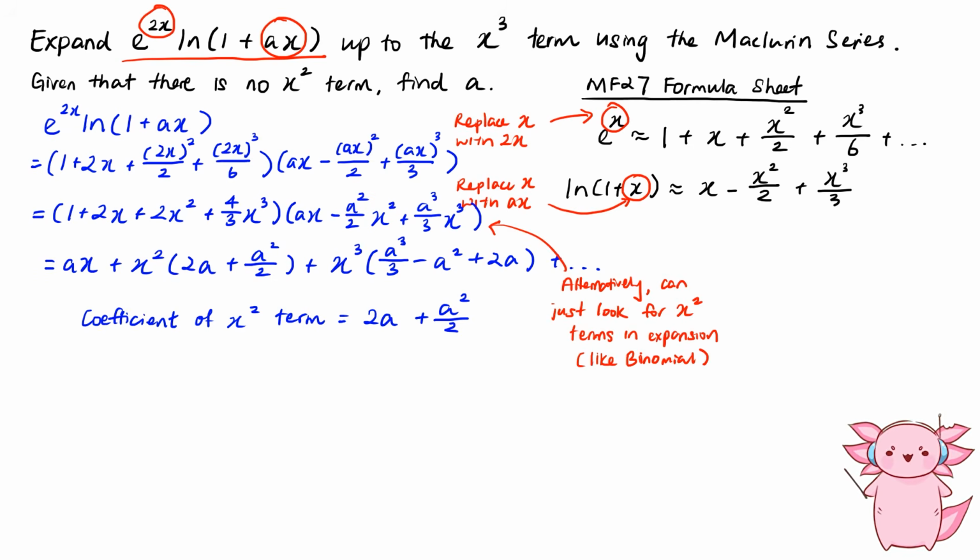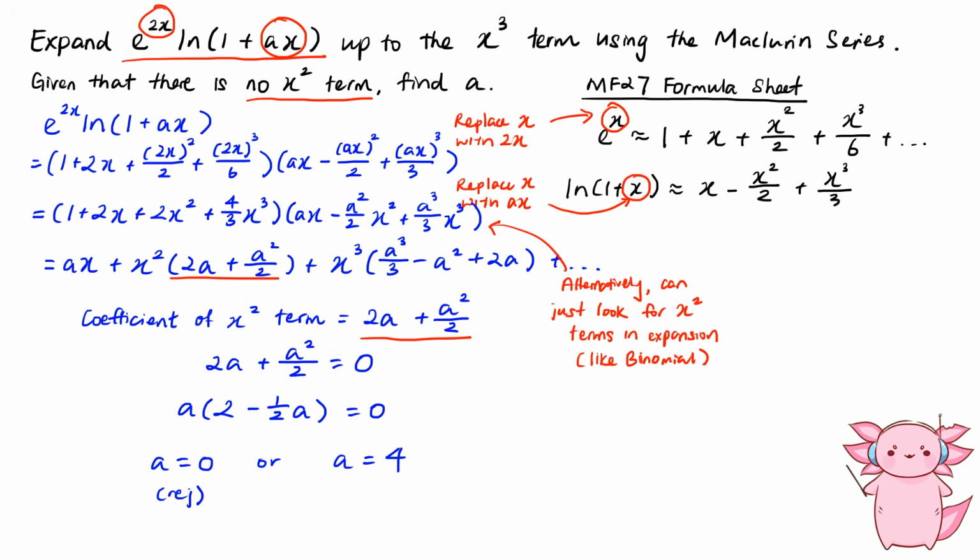For the next part, since the question says that there is no x squared term, we can equate the coefficient of x squared to be equal to 0, and since the value of a cannot be equal to 0, we can solve for the final answer of a is equal to 4.